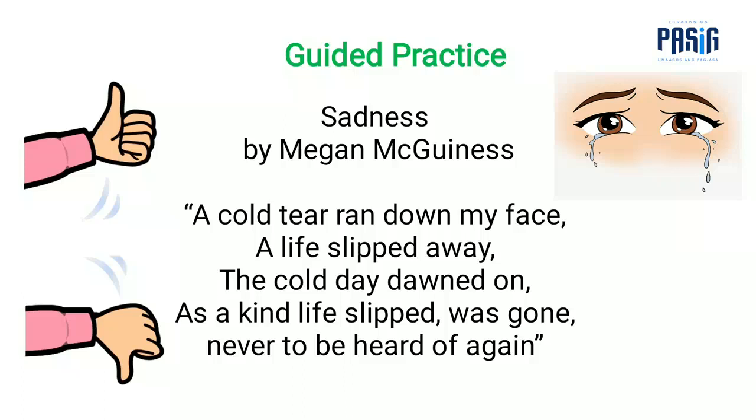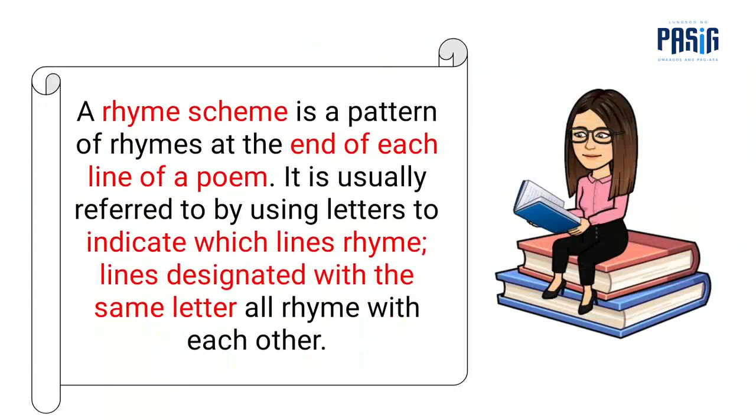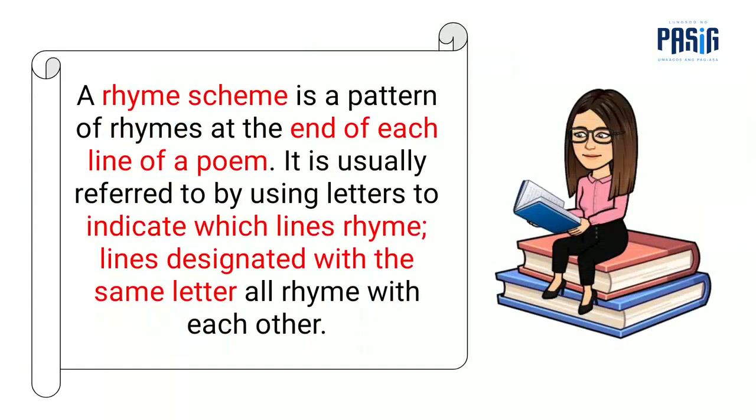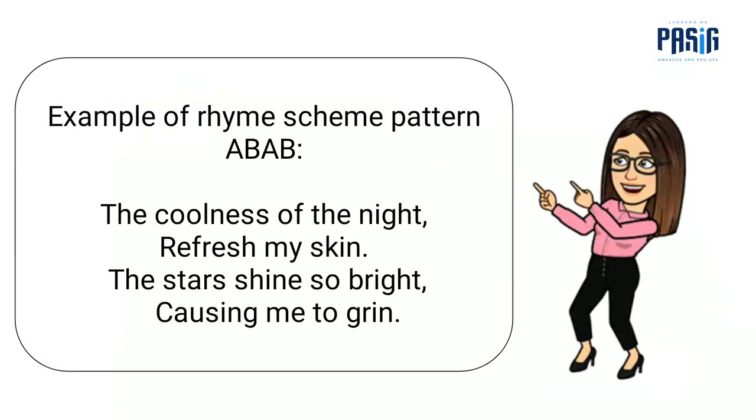Now let's talk about another innovative technique in writing poetry, which is a rhyme scheme. A rhyme scheme is a pattern of rhymes at the end of each line of a poem. It is usually referred to by using letters to indicate which lines rhyme. Lines designated with the same letter all rhyme with each other. An example of a rhyme scheme pattern is ABAB.